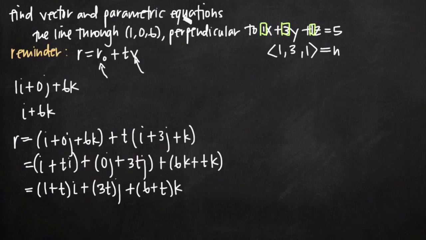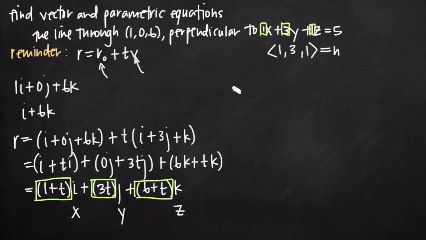And parametric equations are going to come really easily once I have the vector equation of the line, because all I do is take the coefficients here on my i, j, and k values. So I'm going to take this 1 plus t in front of the i, the 3t in front of the j, and the 6 plus t in front of the k, and put them into my parametric equations. Remember that i, j, and k correspond with x, y, and z, essentially.